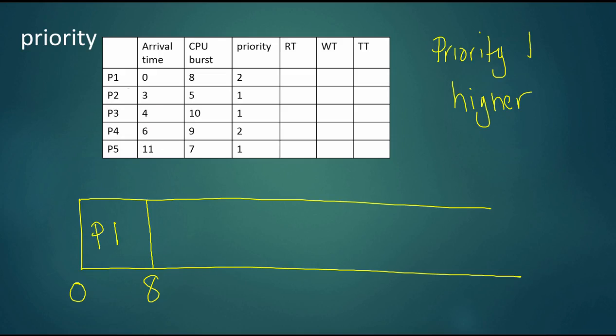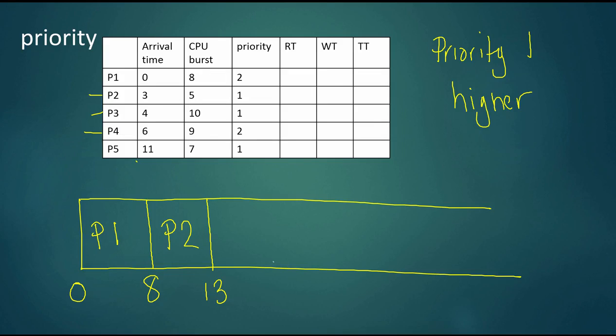Now the current time is 8, and in the ready queue we have P2, P3, and P4. P5 has not arrived yet, so we have to make a choice based on these in the ready queue, which has the higher priority. Well, P2 and P3 both have priority 1. However, if you have more than one with the same priority, then the tie is broken by first come, first serve. So the next to go would be P2, since it arrived before P3. P2 has a CPU burst of 5, so it will go until time 13.